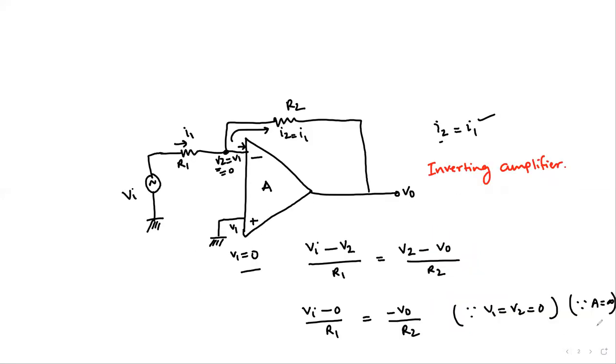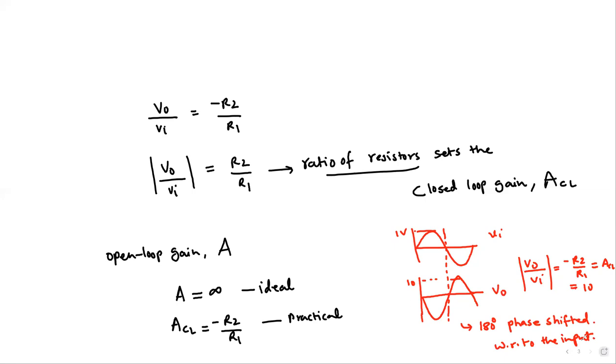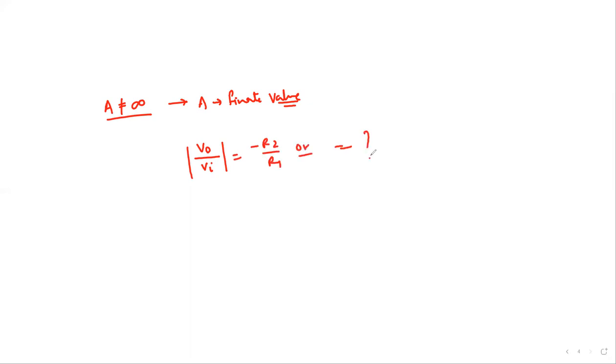So that's all for this case. But what if the gain is not infinity, it means A has a finite value? What is the expression of VO over VI in that case? Will it be minus R2 over R1, or will it be something else that we'll have to evaluate? We can see that by deriving the expression.